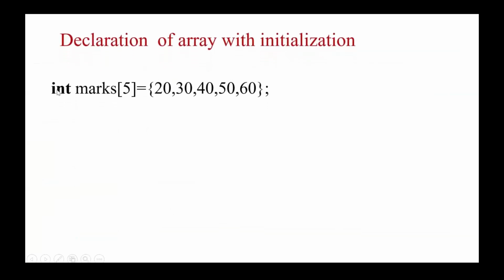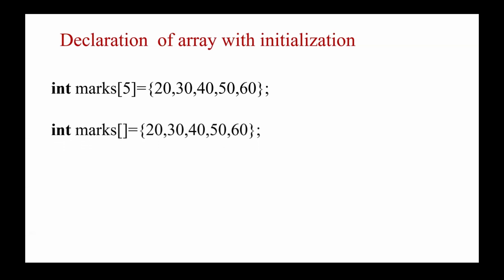That means declaration with initialization. This is the example: data type, name of the array, then the array size. Here we are performing initialization. All the elements are passed within the starting and ending curly brackets, and each and every element should be separated by a comma. So it will create an array of 5 as well as store the elements. This is the second way where we can declare the array as well as initialize the values.